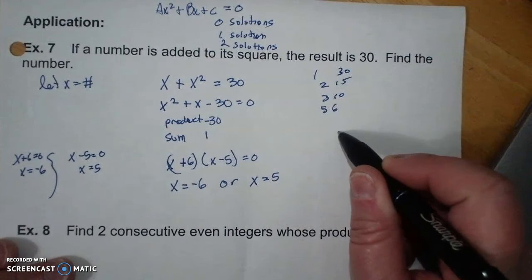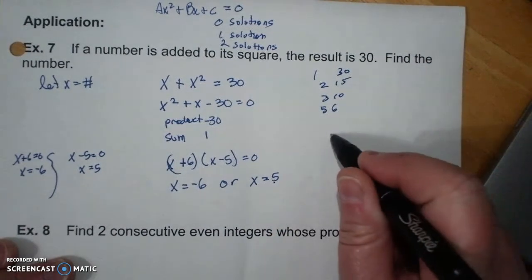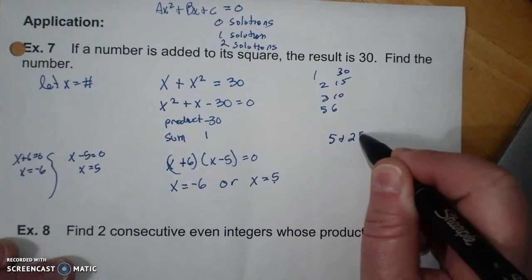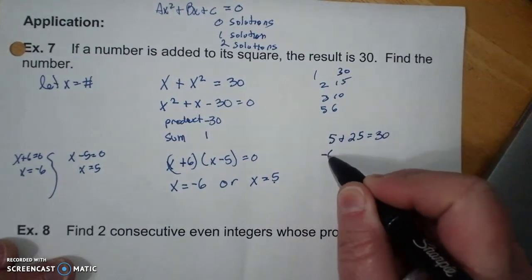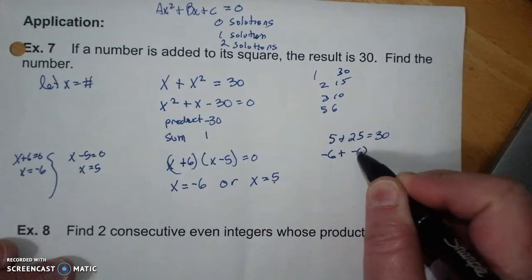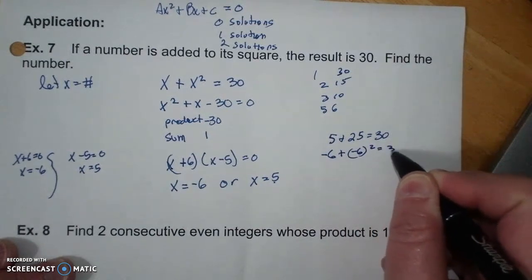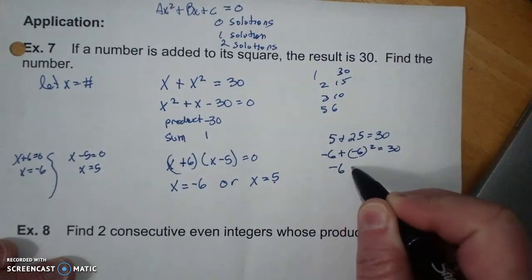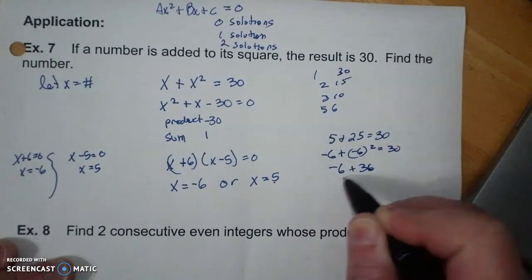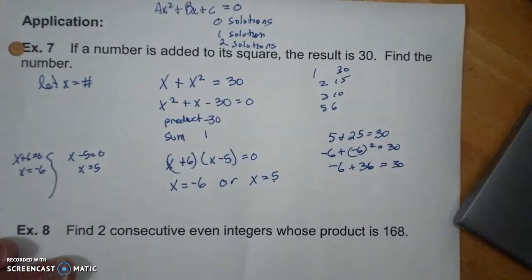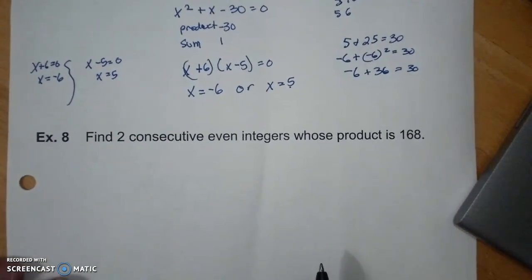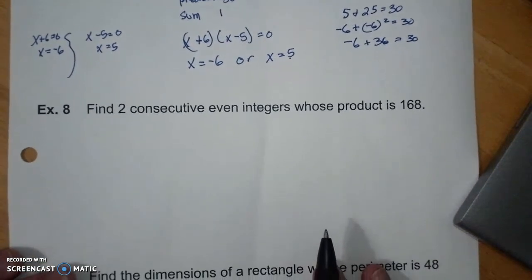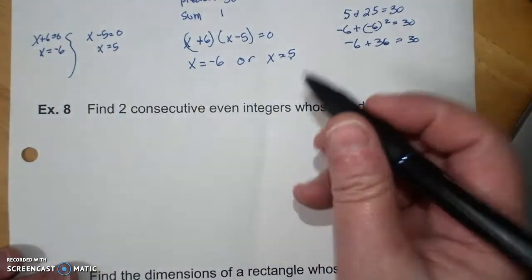This one does, because I do 5 plus 25 and I get 30. And then I do negative 6 plus negative 6 squared equals 30. Well, that's negative 6 plus 36, and that actually does equal 30. Sometimes the negative value is not going to look correct.